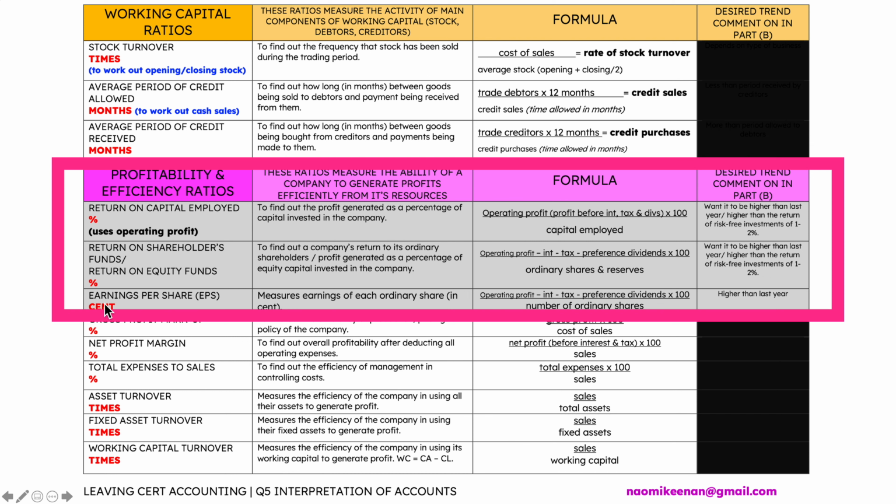And then we have earnings per share, and that answer comes in cent, and it measures the earnings of each ordinary share in cent. And the formula is our profit after figure, so operating profit minus interest, minus tax, minus pref dividends over the number of ordinary shares. And again, we want it to be higher than last year.